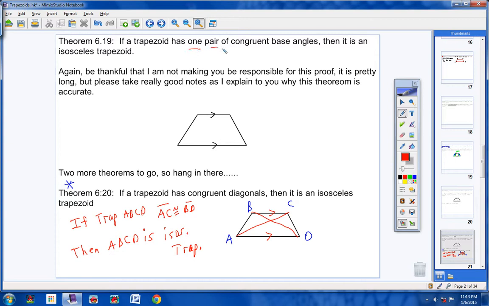So we've learned two ways now, students, to prove that a trapezoid is isosceles. If a trapezoid has one pair of congruent base angles, then it's isosceles. And if a trapezoid has congruent diagonals, then it's isosceles. Okay? So make sure you understand this. If a trapezoid has congruent diagonals, then you have an isosceles trapezoid, which then means this side here is congruent to this side here. Alright?